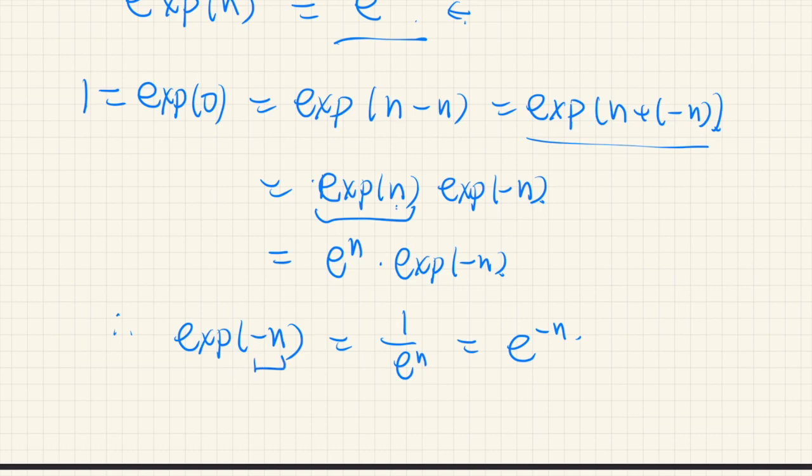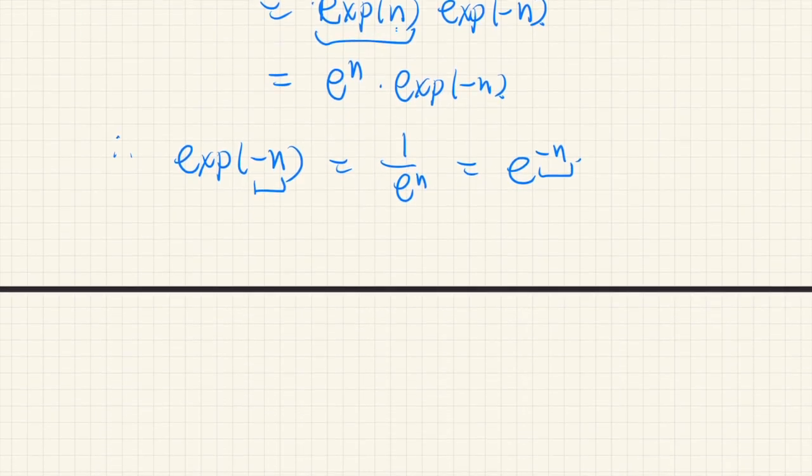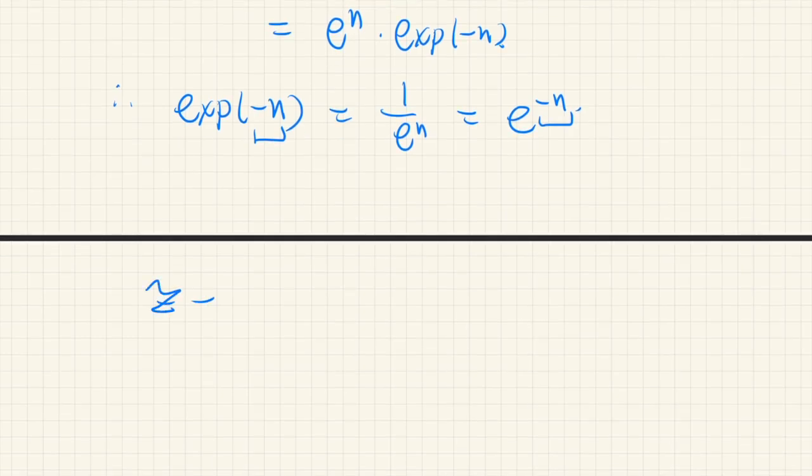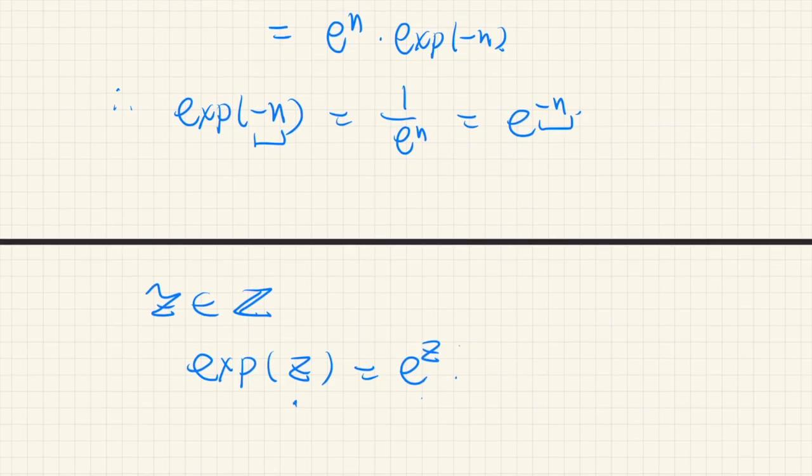So we have negative n here and negative n here. So after all, for any integer z, we have exponential of z is equal to e to the power of z. And of course, when z is 0, this is exponential of 0, and this is e to the power of 0. Power to the 0 is always 1. So this is indeed true for any integers.